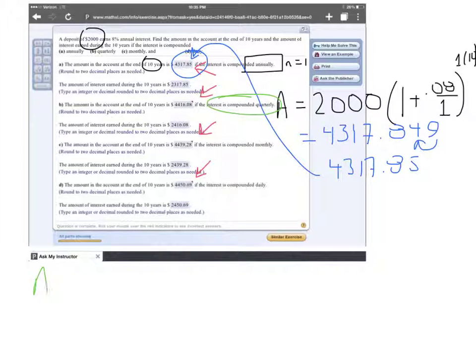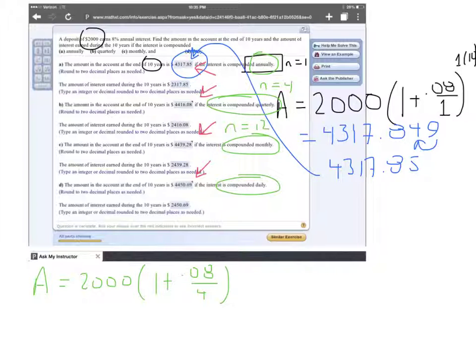So for quarterly, we'd have A equals 2,000 times 1 plus my interest rate, 0.08 over 4 now. Last time we compounded annually, and when you compound annually, n equals 1. But when you compound quarterly, n equals 4. And just as a side note, compounding monthly is n equals 12, and compounding daily, that's n equals 365. So that's the value that will change in each of these formulas.